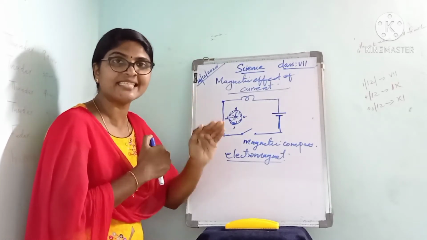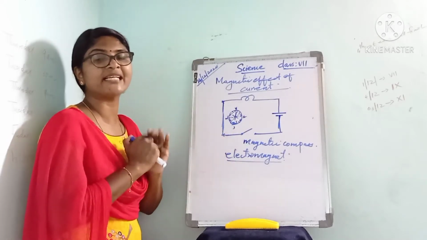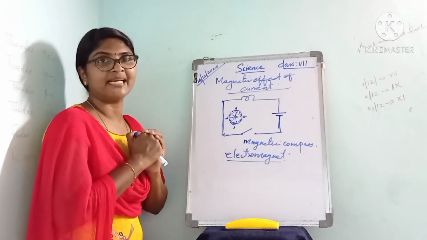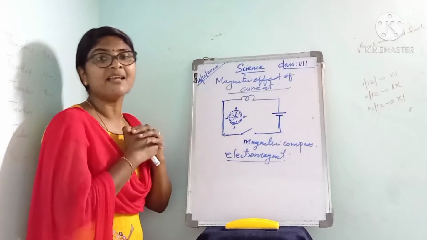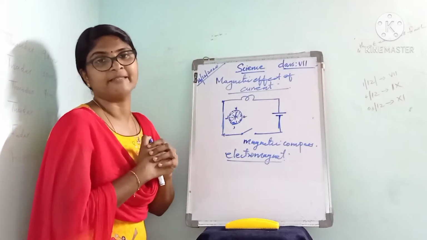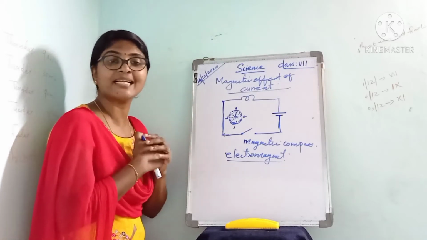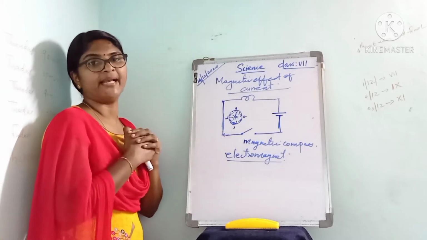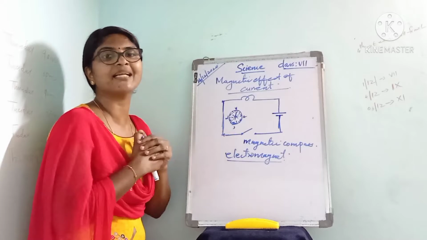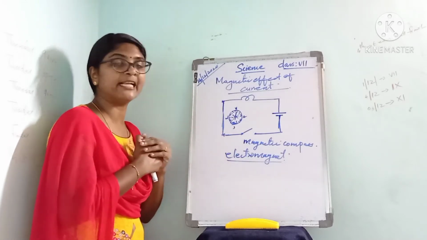Whenever electric current is there, it behaves as a magnet. If there is no electric current, it does not behave as a magnet. That is why it is called a temporary magnet. And this temporary magnet is called what? Electromagnet. Listen to it. It remains a magnet as long as the electric current keeps flowing through the wire. Actually, that is the important property of what?